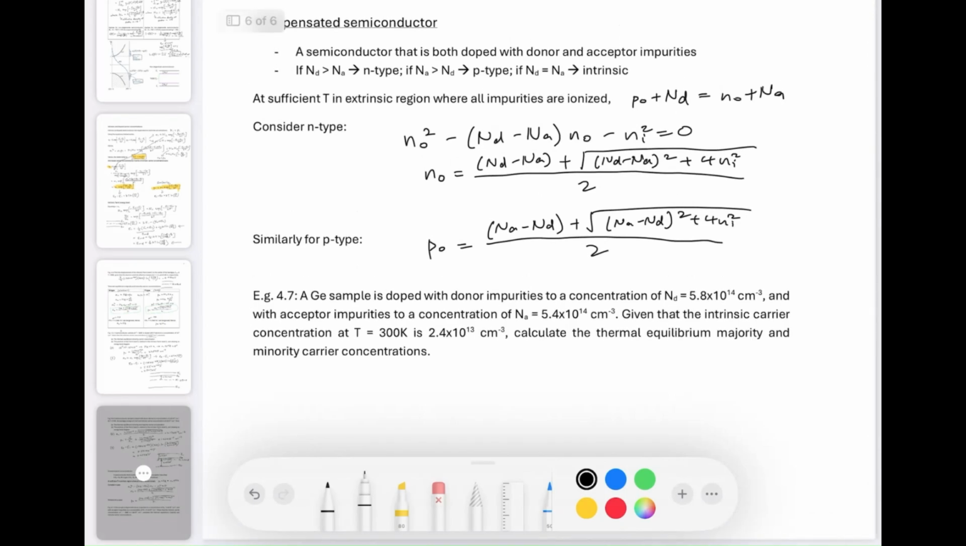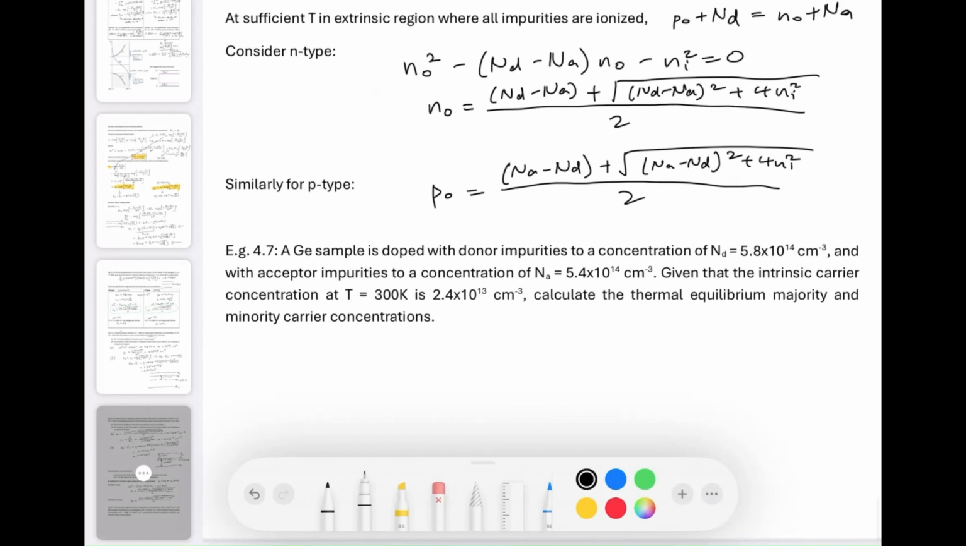And we are at our last example. A germanium sample is doped with donor impurities to a concentration of Nd equals 5.8 times 10 to the power 14, and acceptor impurity to a concentration of Na equals 5.4 times 10 to the power 14 per cm cube. Given that the intrinsic carrier concentration at T equal to 300 K is 2.4 times 10 to the power 13, calculate the thermal equilibrium majority and minority carrier concentration.